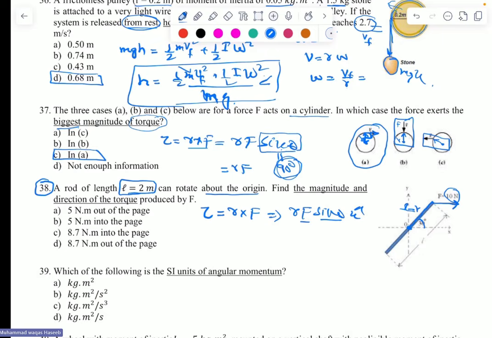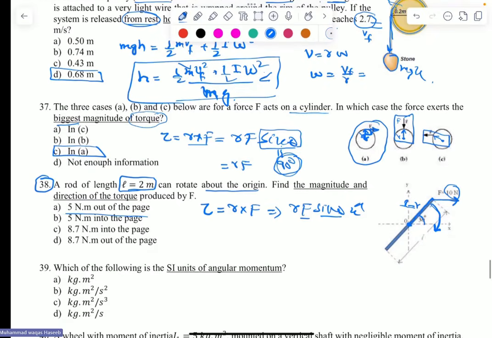So in that case, because the force is in this direction, it will move in this direction. So is it into the page or out of the page? Into. Into the page. Good. So 5 Newton into the page.